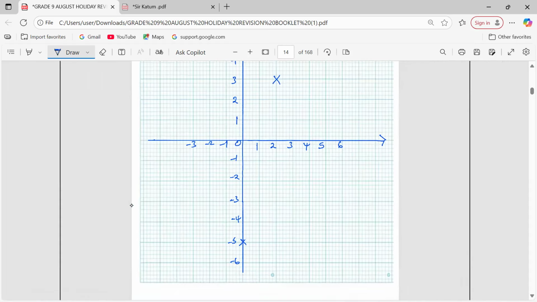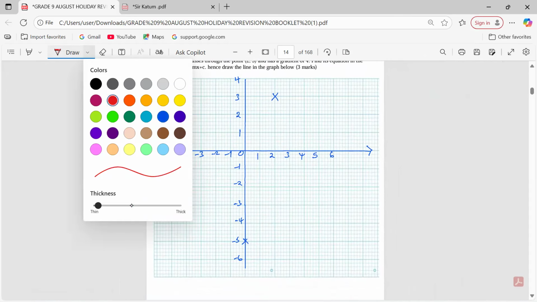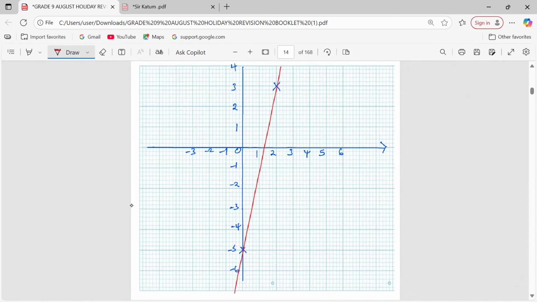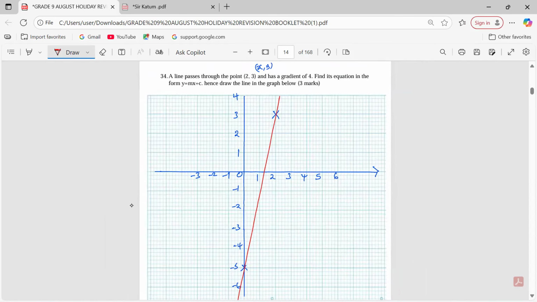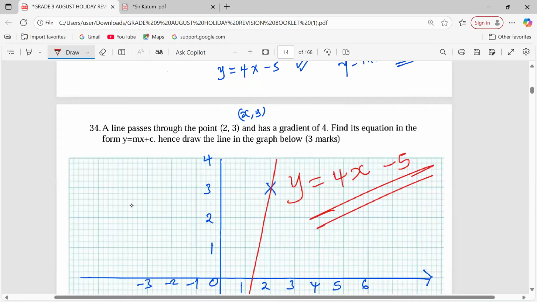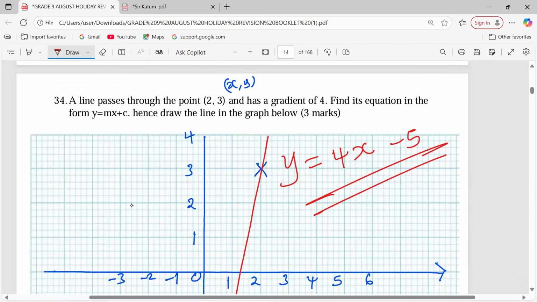So when the two coordinates are connected using a very straight line, we will have represented the line graphically. You don't need a lot of coordinates to plot a straight line. So it's already here. This is the line that we needed, the red one. y equals 4x minus 5. So we have the line already represented. Very simple work.